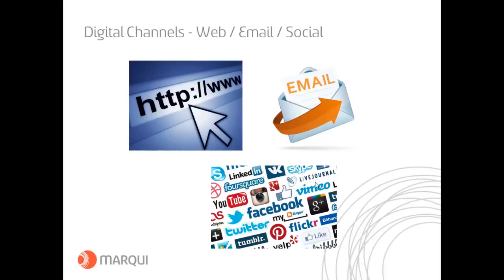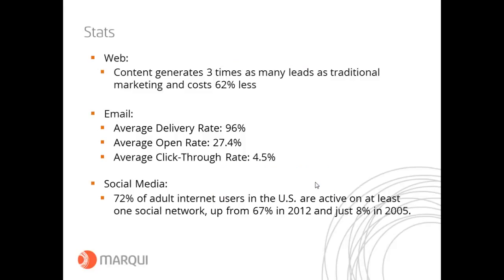Now, in contrast, we've got the digital channels: web, email, social, and of course, we're all familiar with these in our day-to-day use. But here's a few stats. The web content generates 3 times as many leads as traditional marketing and can cost up to 62% less. I mean, the web is essentially an electronic freebie. You can use it. It's great.